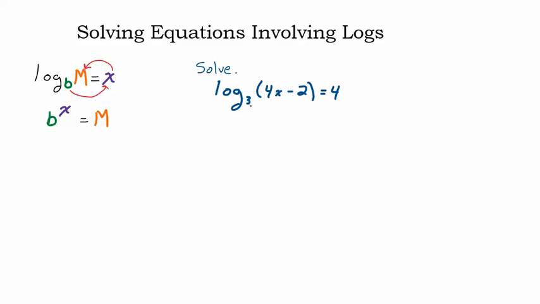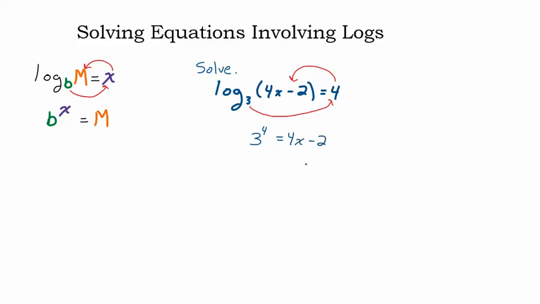So over here, if I wanted to change this to exponential form, I'd go 3 to the 4 equals 4x minus 2. And don't let the fact that there's an x here and an x here confuse you. This x is saying what the log is equal to, which in this case is 4, and this x is just what we're solving for in this equation. These two x's are not the same thing. They're not in the same spot. So I'm going to change it from log form to exponential form. So it's going to be 3 to the 4 equals 4x minus 2.